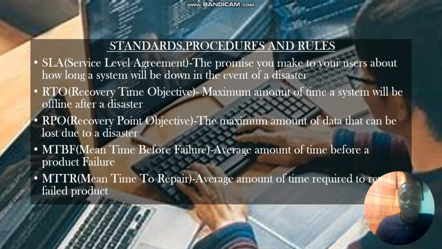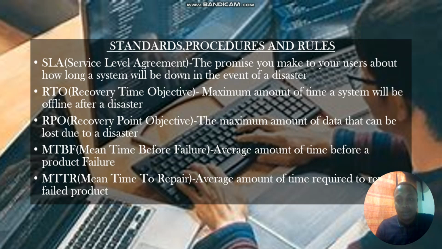Now let us look at some of the standards, procedures, and rules that you need to follow when it comes to networks. Some of these are documents that you will find as a network engineer or as a system administrator, either when deploying or maintaining networking equipment. The first procedure or rule that we're going to look at is the service level agreement, that is SLA.